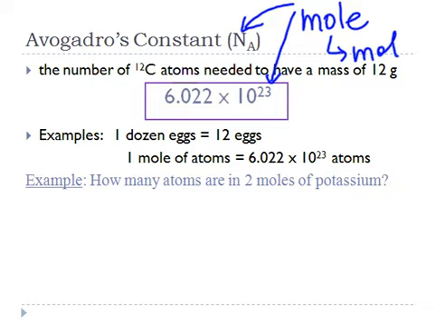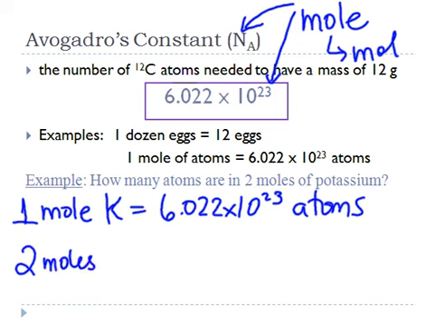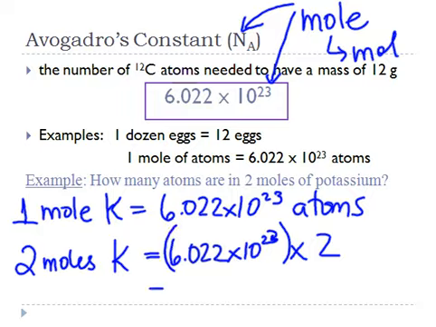Here's a quick example. How many atoms are there in 2 moles of potassium? So if we write down what we know, if we have 1 mole of potassium, that is the same as 6.022 times 10 to the 23 atoms. Now my question is, what happens if you have 2 moles of potassium? How many atoms would that equal? So it actually ends up being 6.022 times 10 to the 23 times 2. So we're going to take that whole thing times 2. When you do that, you get 1.2044 times 10 to the 24 atoms.